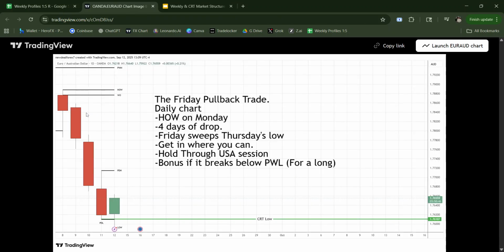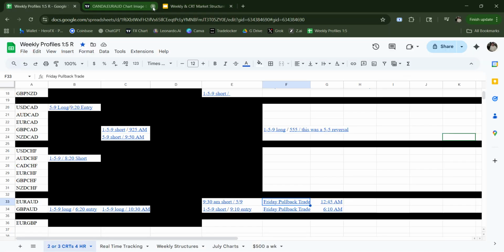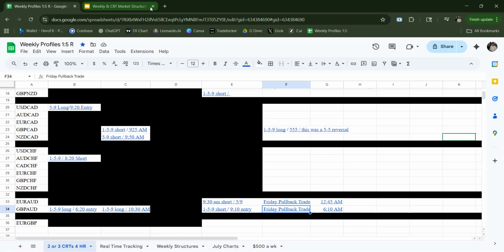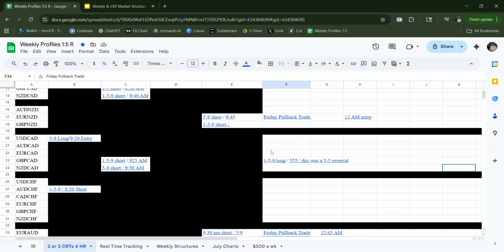Another Friday pullback trade. Monday, Tuesday, Wednesday, Thursday. Friday dipped below Thursday's low, came back up. Okay, same thing on Euro Aussie, and then on Pound Aussie. Monday, Tuesday, Wednesday, Thursday, Friday dipped below, closed inside. Okay, so there you go. Same thing there. And then last but not least, let's look at Euro Pound CAD.